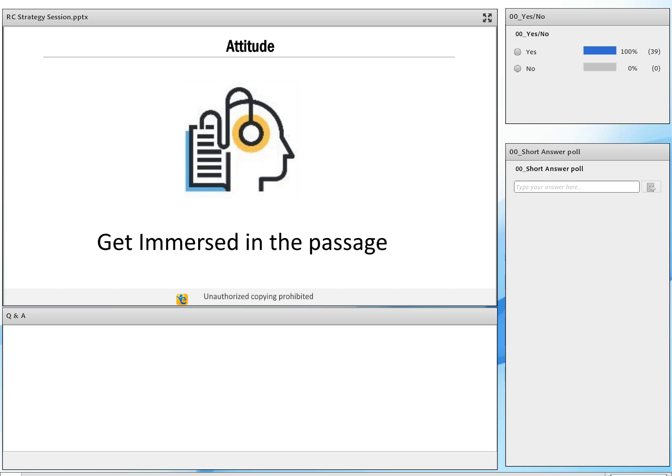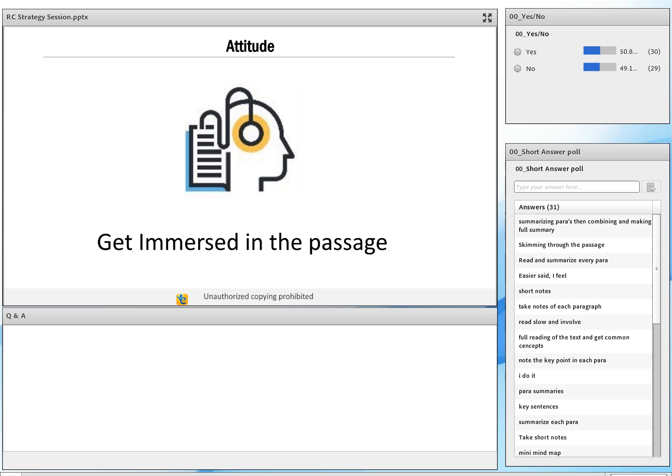Okay, how many of you do that today? Okay, about half of the class does it, half doesn't. So from this point on, let's make sure that all of us do this, because this is the easiest thing to do. And frankly, yes, I do see a comment. Easier said, I feel.